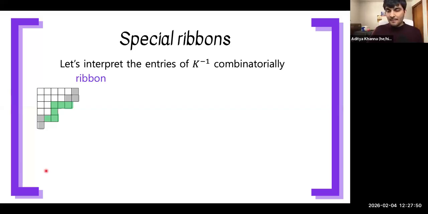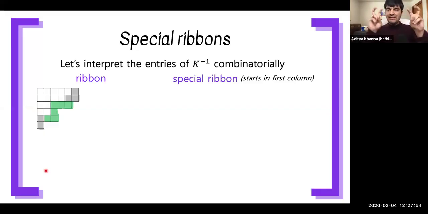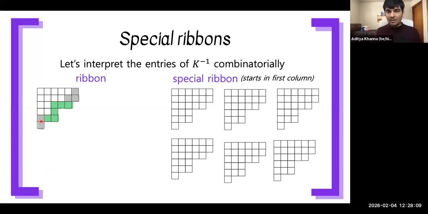A special ribbon is something that starts in the leftmost column. What I mean by that is the bottom left cell of my ribbon is in the first column. So you can sort of see, if it's going from left to right, it is starting on the left side. Now I have these diagrams, and I'm going to shade all of the special ribbons in it. And you can see that all of them are starting in the leftmost column.